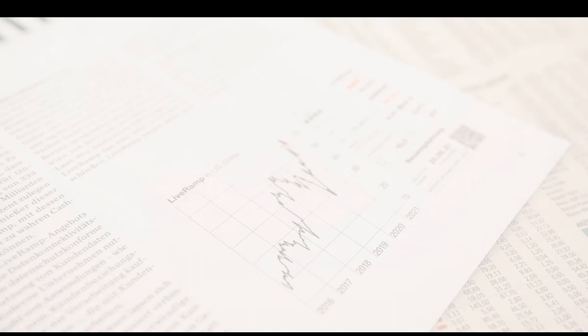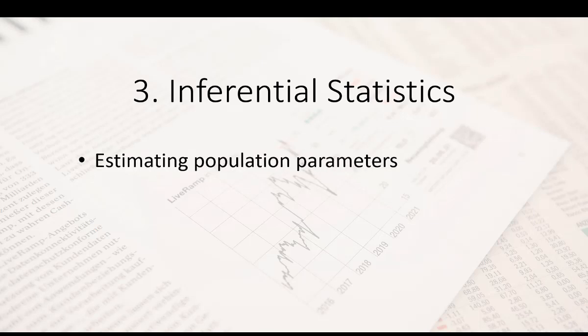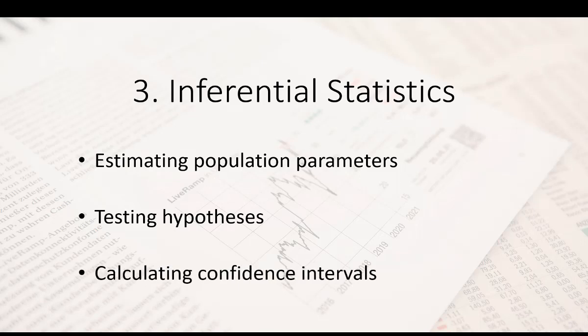Part 3. Inferential Statistics. The next concept is Inferential Statistics, which involves making predictions and drawing conclusions about a population based on a sample of data. This involves estimating population parameters such as mean and standard deviation based on the sample data. Testing hypotheses about the population based on the sample data. Calculating confidence intervals to estimate the range of values that the population parameter is likely to fall within.